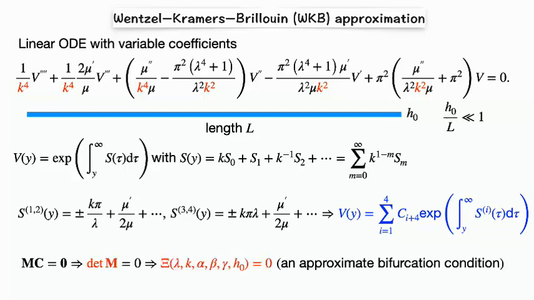Then we just substitute the solution into the boundary conditions. Note that for the film, we have the exact solutions. So we will form a matrix times 8 coefficients equal to 0. If we want to obtain a non-trivial solution, we need to require the determinant of the matrix to equal 0. So we have an approximate bifurcation condition. Actually, it is purely an algebraic equation. But it is very complicated to be solved analytically, actually.